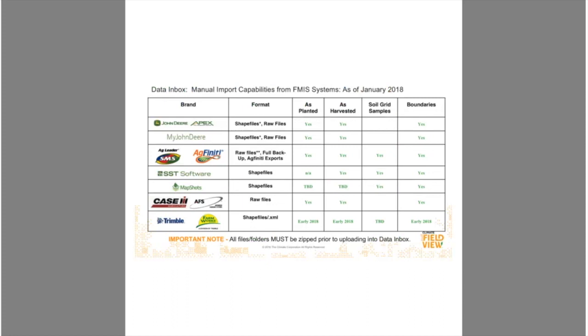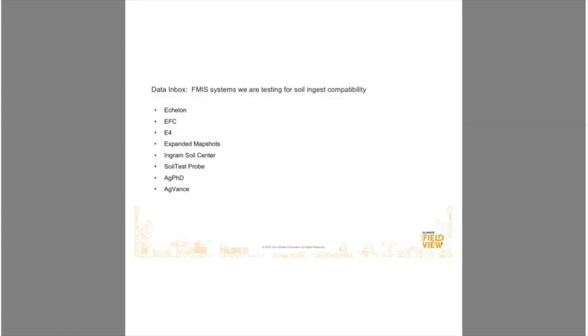Now, I have one additional slide here that I'm actually asking for a little bit of help from folks on the phone. We are looking to support importing of gridded soil samples from more systems. So there are a lot of systems out there, and today I think we do MapShots and we do SMS and SST. But if you have soil data in Echelon, EFC, E4, Expanded Map Shots, Ingram Soil Center, Soil Test Probe, Ag PhD, or Ag Advanced, we haven't fully completed testing of moving gridded soil samples out of those systems and into Climate. And what we actually need is more sample data.